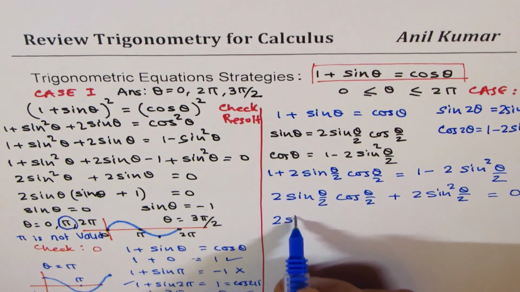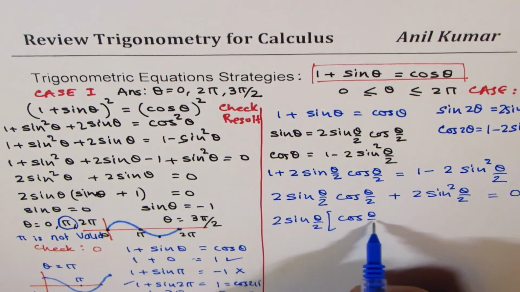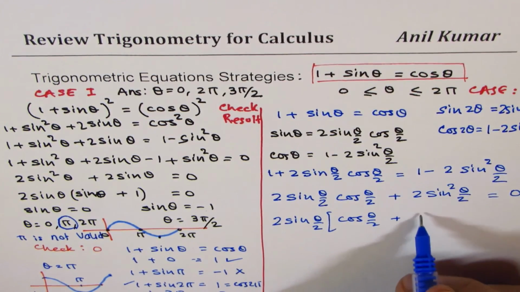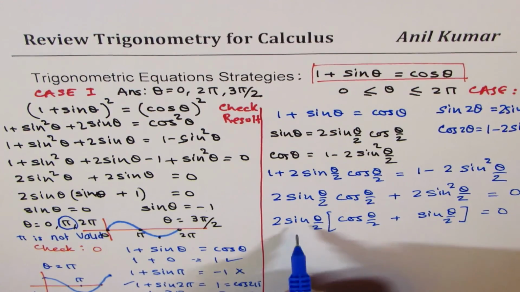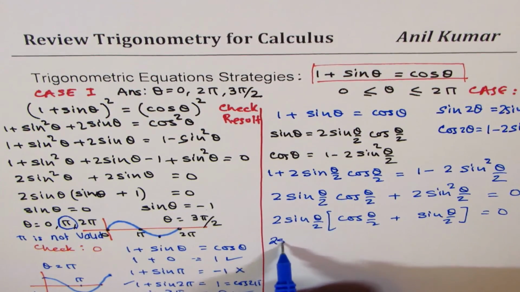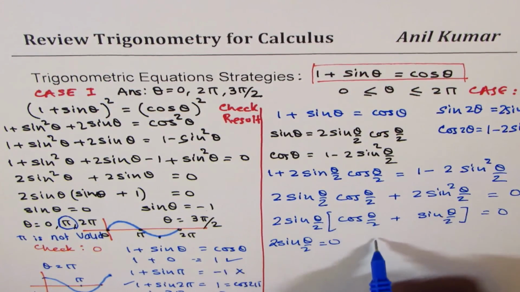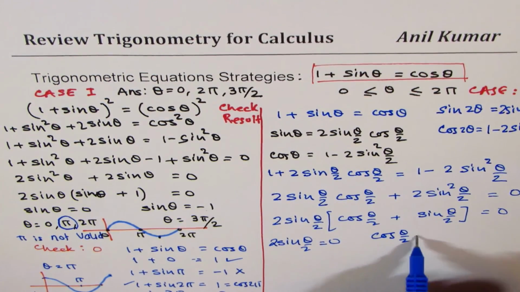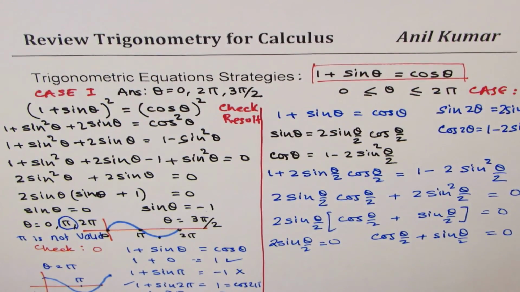Now we can take 2 sine theta by 2 common. So we get cos theta by 2 plus sine theta by 2 equals 0. Now either this term, sine theta by 2, equals 0, or this term, cos theta by 2 plus sine theta by 2, equals 0. Both give us solutions, right?